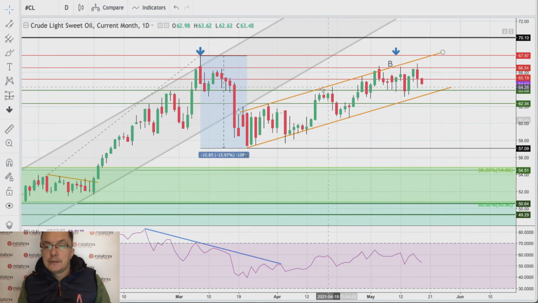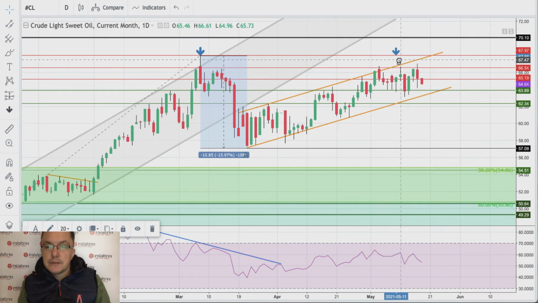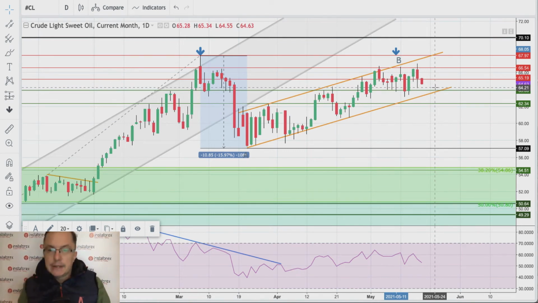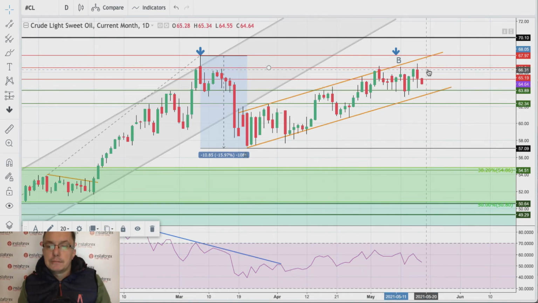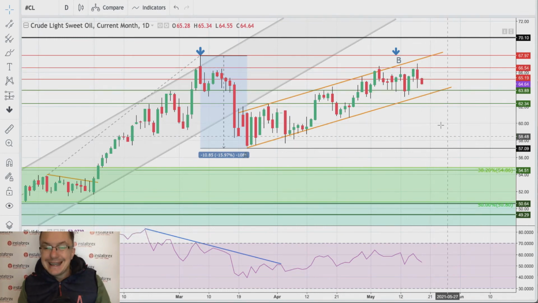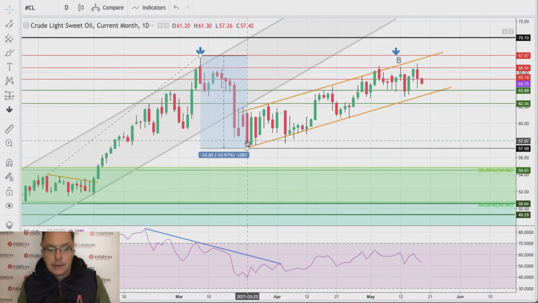However, because of the overlapping wave structure, this is still considered to be some sort of complex wave B to the upside. It doesn't look that impulsive anymore, so please take this into consideration, that finally bulls might just throw in the towel, and then we will have some kind of a sell-off. Of course, the key long-term technical support is 57.09, which is the low of the 23rd of March this year.